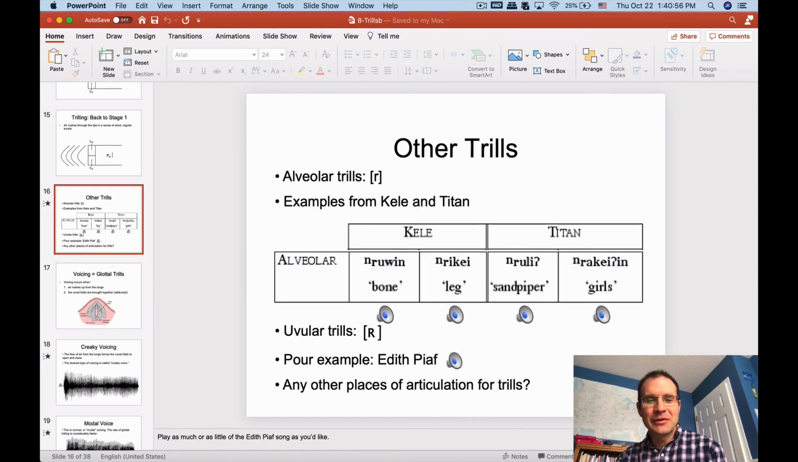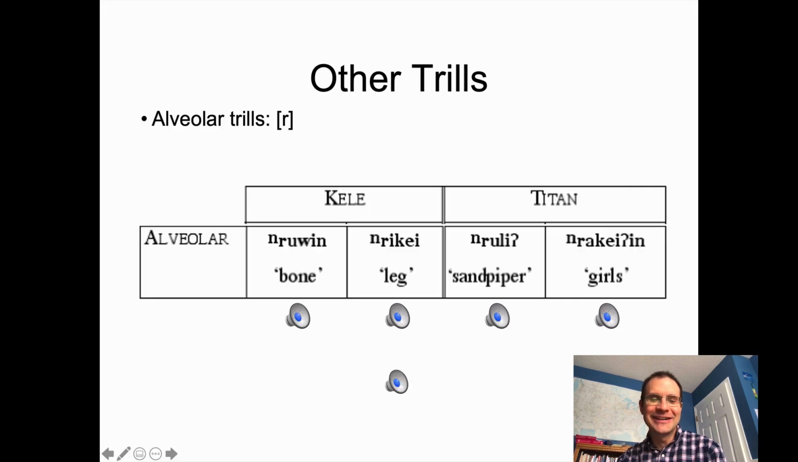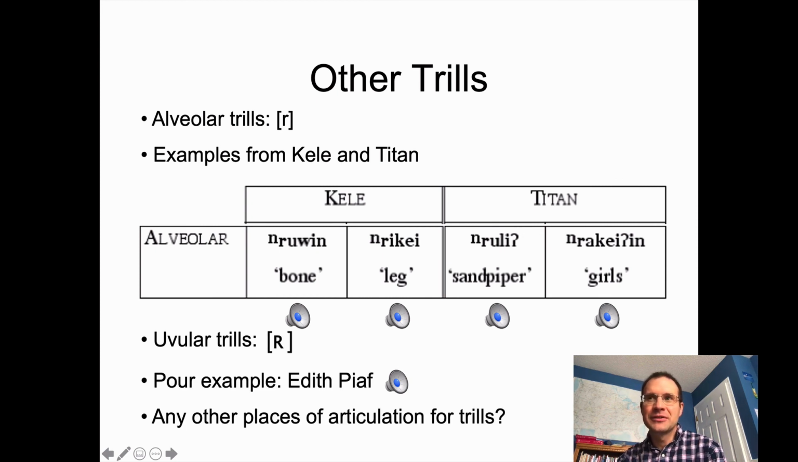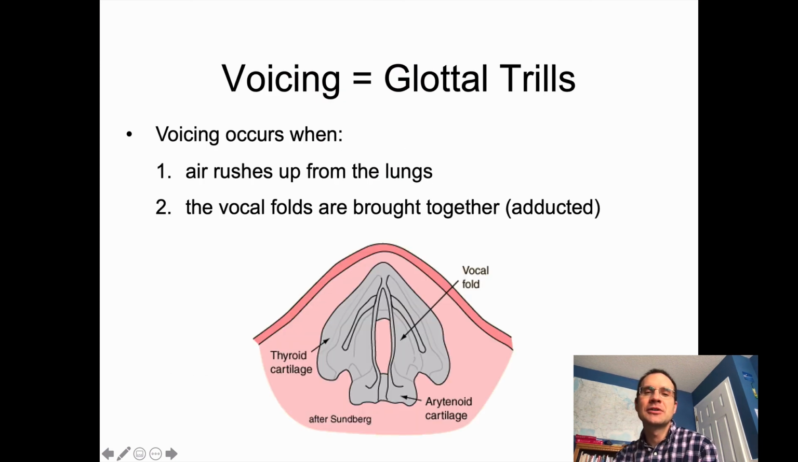Okay, hopefully you've come up with an answer by now, and maybe you can see what the answer is on the next slide. But often people think about things like, well, can there be palatal trills or maybe velar trills or something like that? But the answer is we do get trills somewhere else. We don't normally think about them as trills because the trills we get are glottal trills, and we normally think of them as voicing.